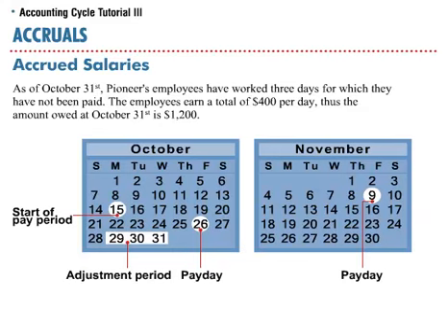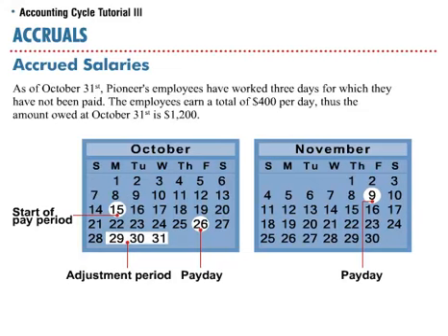Employees' salaries are paid after the services are performed. Pioneer's salaries were last paid on October 26th. The next payment of salaries will not occur until November 9th. As of October 31st, Pioneer's employees have worked 3 days for which they have not been paid. At October 31st, the salaries for these 3 days represent an accrued expense and a related liability to Pioneer.